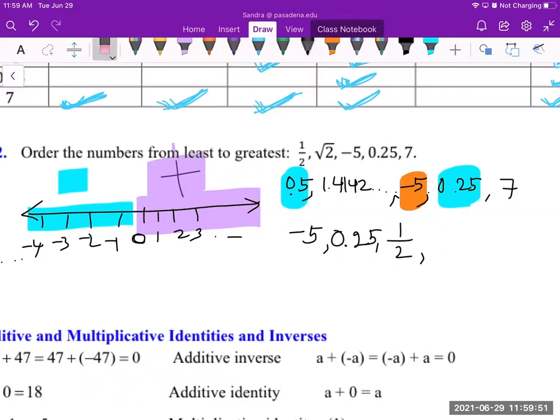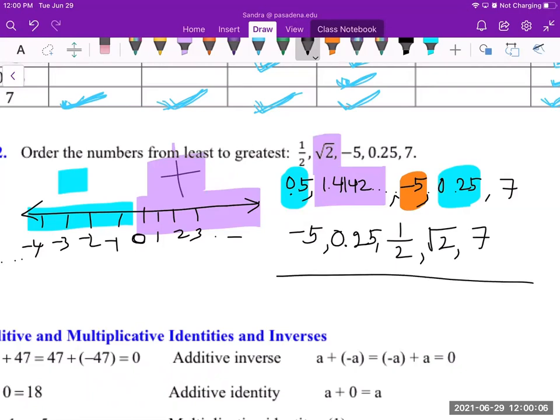I'm sorry, let me go ahead and erase this. I said we're going to use the original. And so I can see here that this one belongs to the radical 2. So I'm going to write it down as the radical 2 and then 7. And so this will be my answer. And you can see that we have ordered the numbers from smallest to largest.